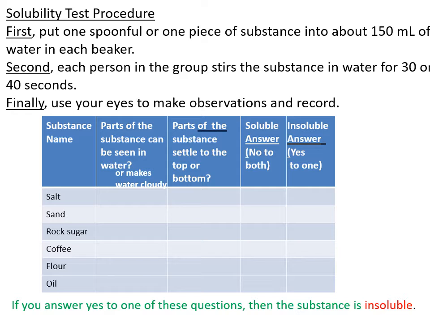So again, how do you know something is soluble? Well, if you can see the parts of the substance in water, or if it makes the water cloudy, if you see parts of a substance settle to the top or bottom of the water, then the substance is insoluble. Okay, so if you answer yes to any of these questions on the table, the answer is insoluble.